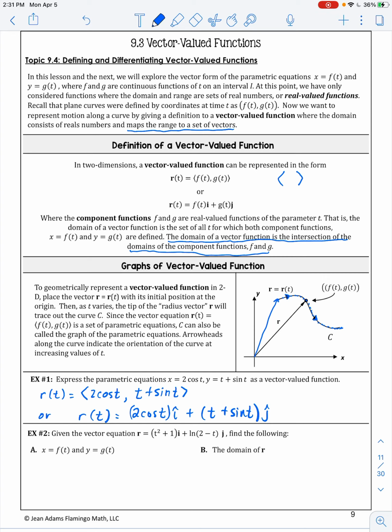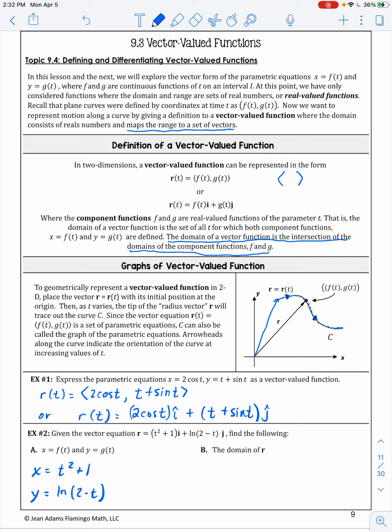So example number 2, given the vector equation r equals t squared plus 1 i plus ln of 2 minus t j, find the following. x equals f of t. Well, we know that the x is multiplied by the i, so our x equals t squared plus 1, okay, and our y is going to be what's being multiplied by the j. It's going to be ln of 2 minus t.